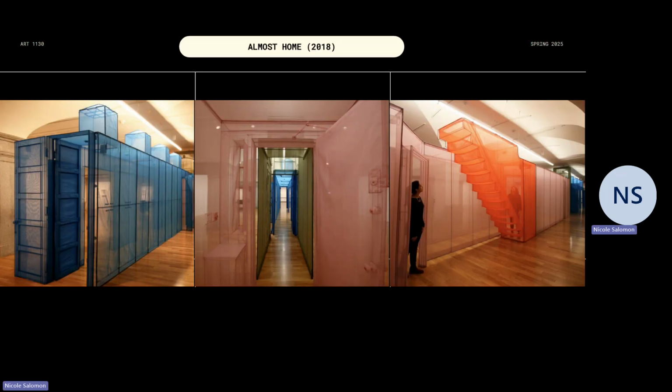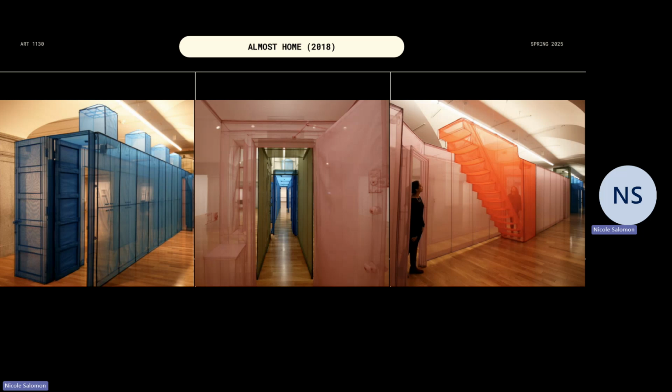The last piece I will be talking about is Do Ho Suh's Almost Home exhibition at the Smithsonian American Art Museum. This installation features an ethereal translucent fabric model of residential hallways that evoke themes of memory, identity, and migration.